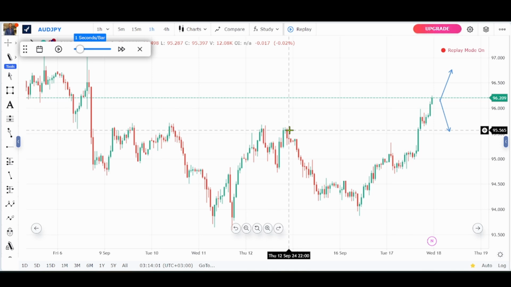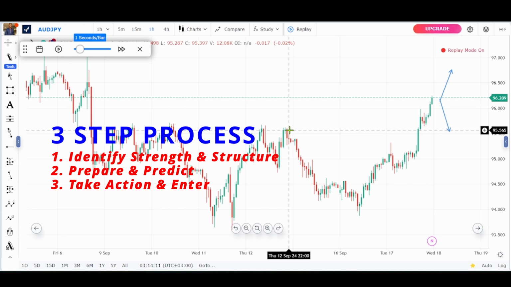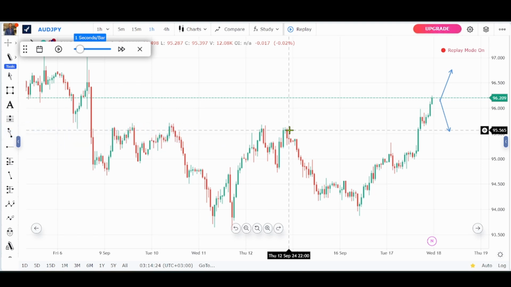Now, these are my 3-step process that guide me on my trading journey. The first step is to identify trend and structure. The second step is to prepare and predict, and the third step is to take action and enter the market. We get involved in the trade.